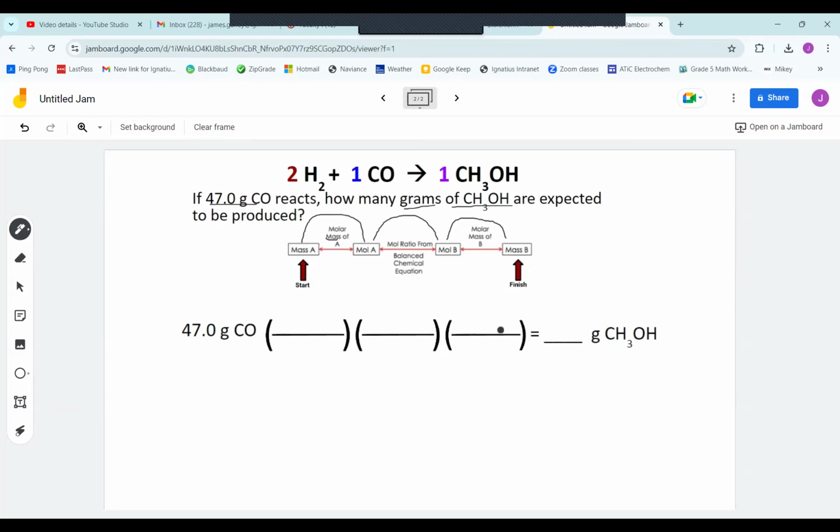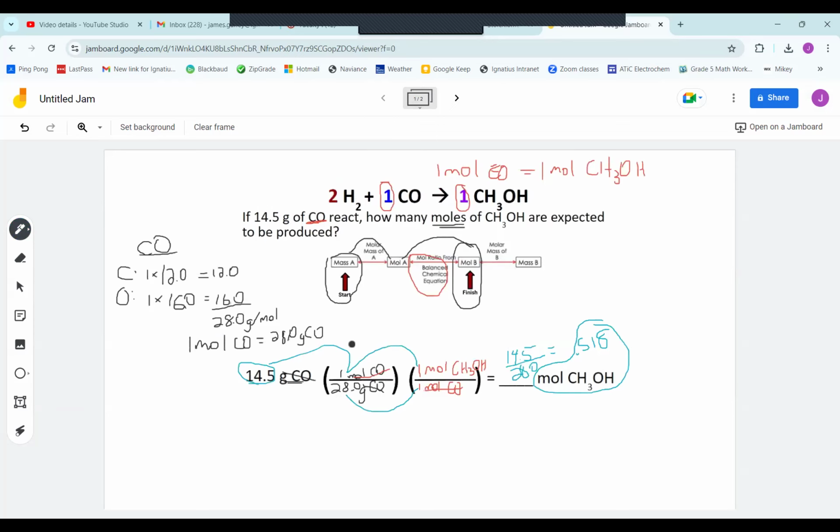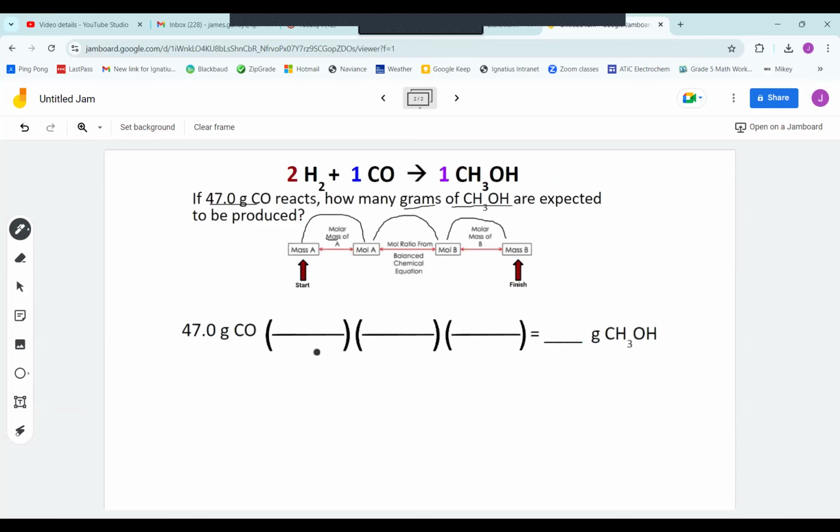And in the third conversion factor, we're going to put the molar mass of substance B, which we do need to figure out. Let's first write the info that we had. So referring back to the previous problem, it was 28 grams for every 1 mole of CO. And then the mole ratio was 1 mole of CH3OH for every 1 mole of CO. Let's rewrite that in the first 2 parentheses here.